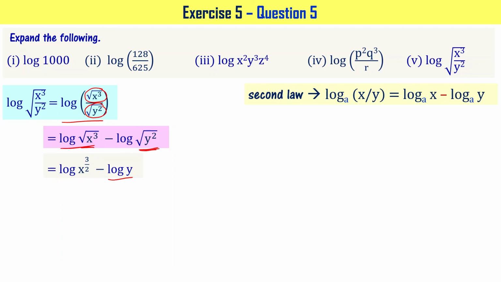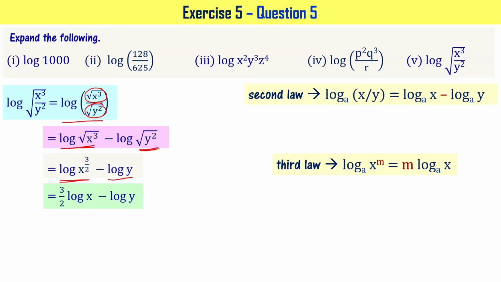Now for this one, I can apply the third law, right? As per the third law, it becomes 3 by 2 log x, and this one I am writing as is, so that it becomes 3 by 2 log x minus log y, right? So to answer the question, log of square root of x cube by y square equals 3 by 2 log x minus log y, right?